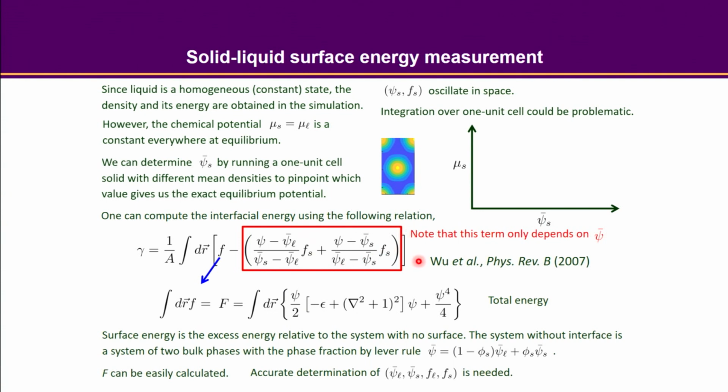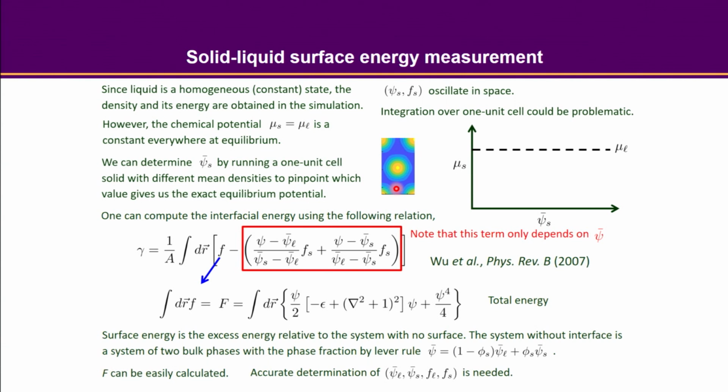So the idea is the following. Once I know the equilibrium chemical potential from the liquid side, I have some goal to match for the solid. Now I just start with a very simple one unit cell calculation, and usually you will reach equilibrium in almost no time. I can start my simulation with different mean densities, run the simulation and wait until it reaches equilibrium, and I can read the chemical potential of the solid.